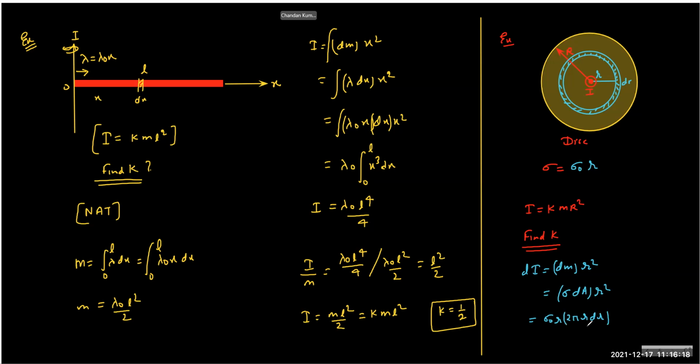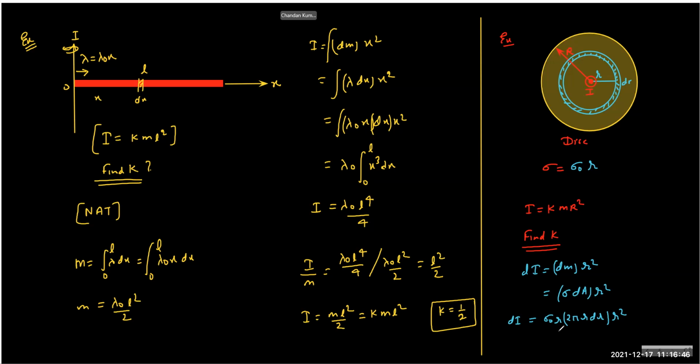Now, by this time, I hope you must be fluent with this writing process. If not, then again practice. There is no other option. The answer is MR square by 2? Of course not. Sigma is variable, na? So for a uniform ring, the answer is MR square by 2.